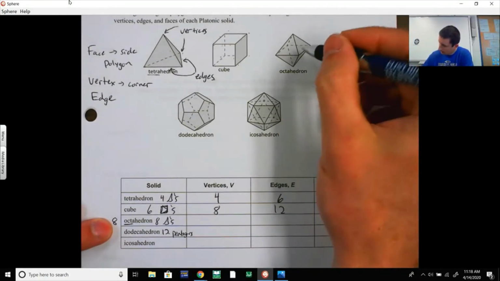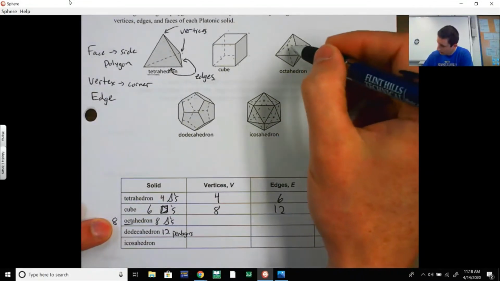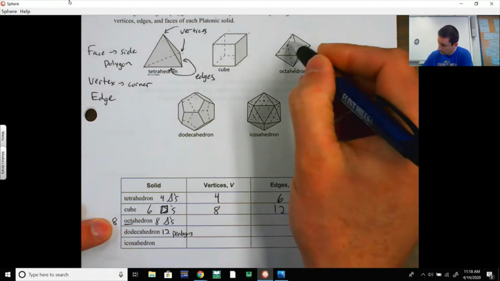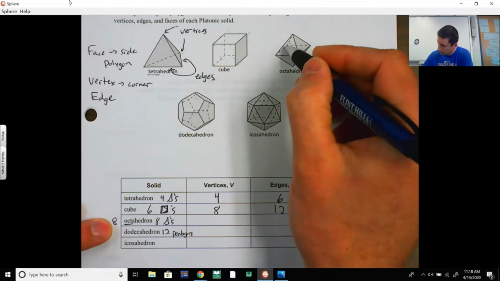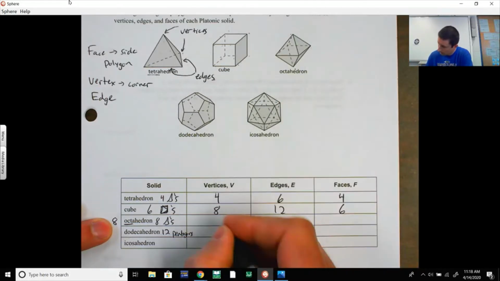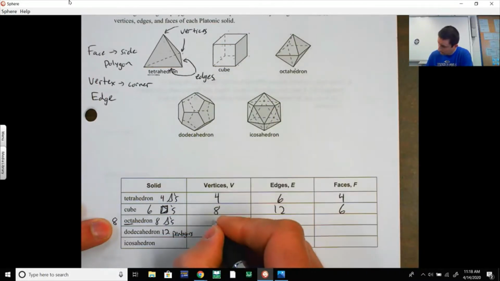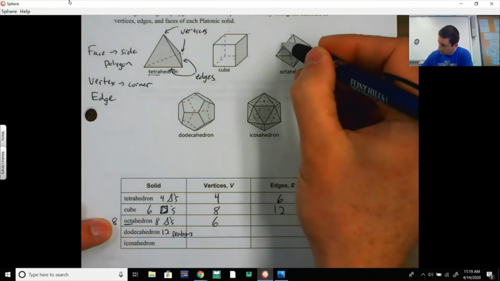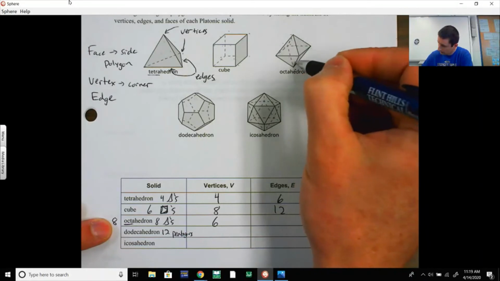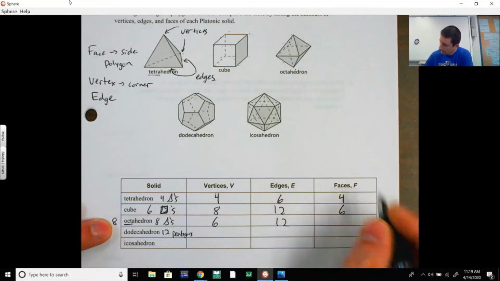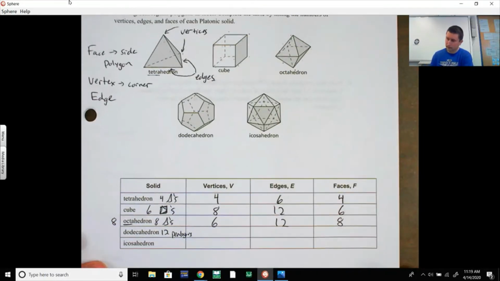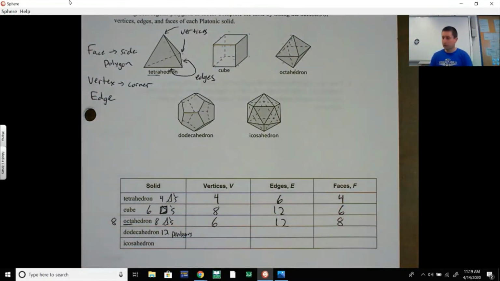Octahedron, go back to that. Octa means 8. So how many vertices? We have 1 on top, 1 on bottom, 1, 2, 3, 4 around the middle. So 6 vertices for an octahedron. Edges, we have 1, 2, 3, 4, 5, 6, 7, 8, 9, 10, 11, 12. 12 edges. Faces, 1, 2, 3, 4, 5, 6, 7, 8: 4 on top, 4 on bottom. So faces, edges, and vertices. Be able to recognize the difference between those.